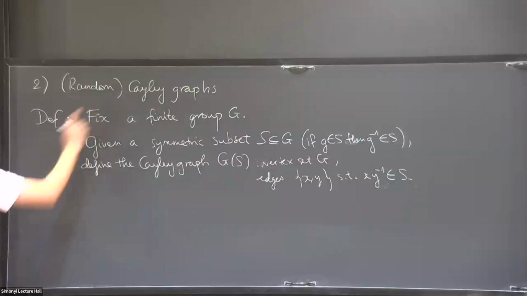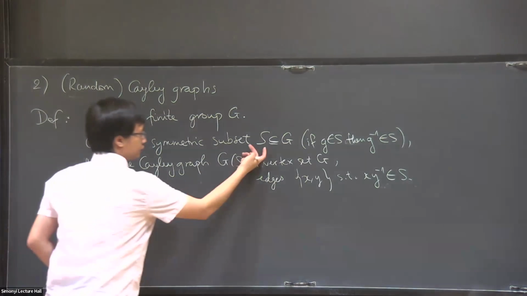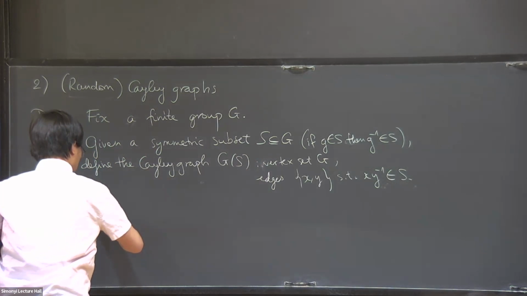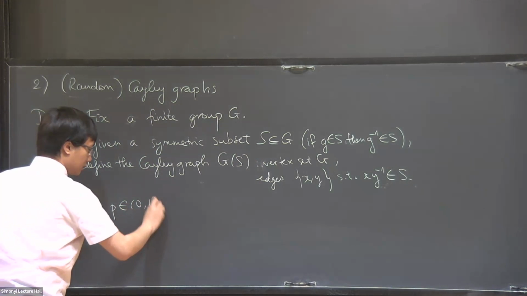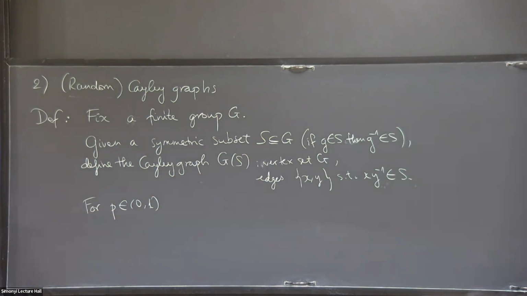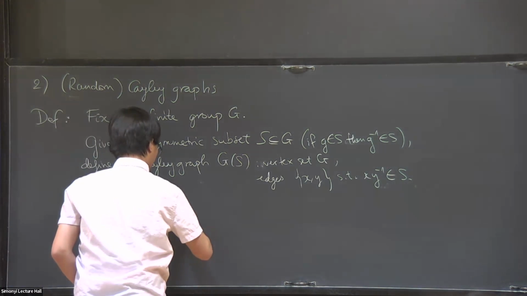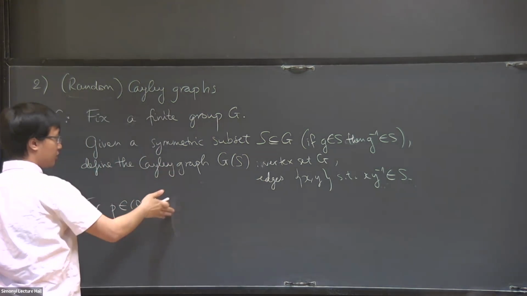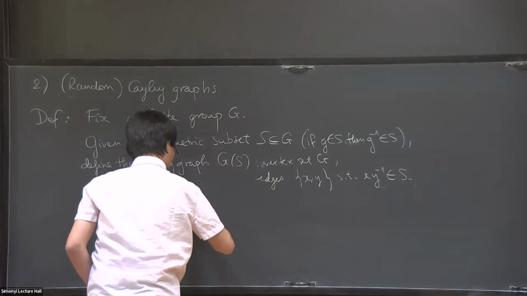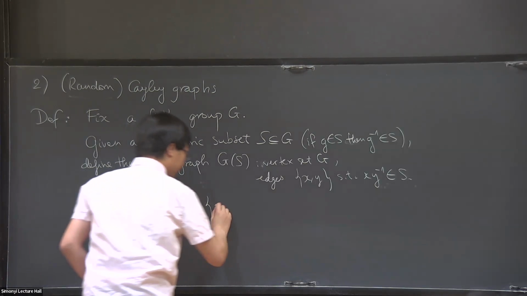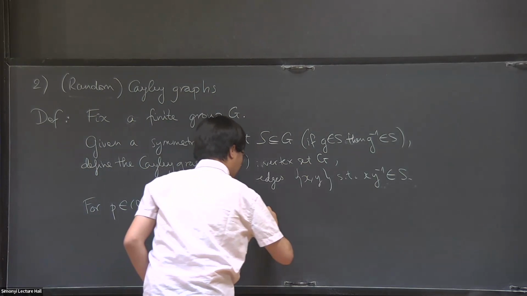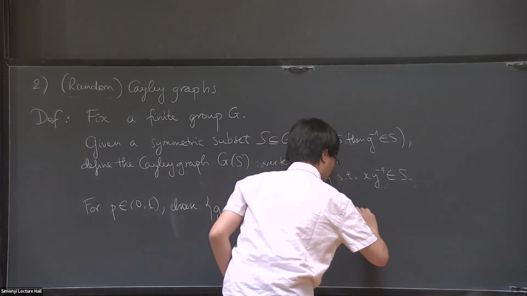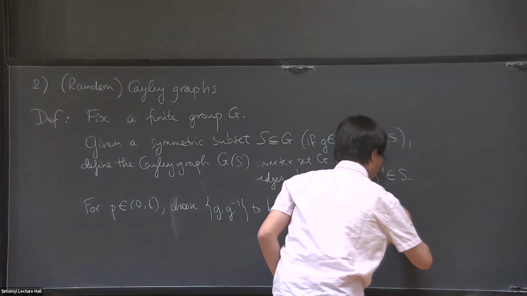So now to define a random Cayley graph, I will simply specify a distribution of random generating set S. And so for us, given a parameter p in (0, 1), most of the time in this talk will be focused on p equals 1/2. We can now define the following distribution on a random generating set S. So we choose each equivalence class {g, g inverse} to be in S independently with probability p.